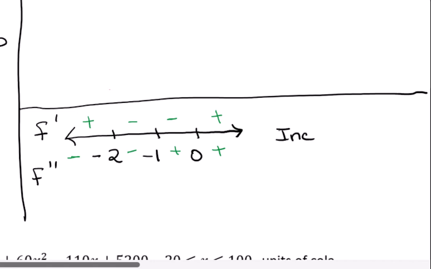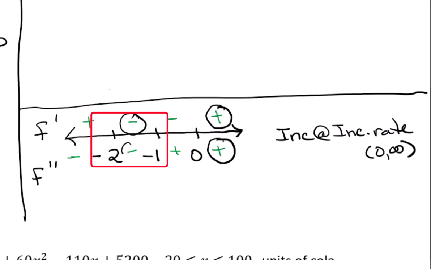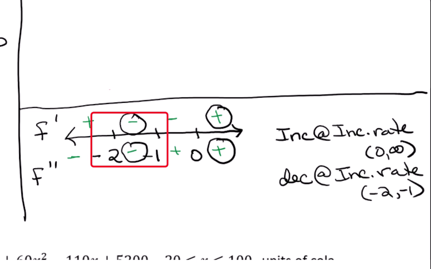So it is increasing at an increasing rate from 0 to infinity. How do we know that? F1 is increasing and F2 has the same sign. Where else does it have the same sign? Here and here. So the top tells us that it's decreasing. The fact that they're the same sign tells us that it's at an increasing rate. And that is between -2 and -1.